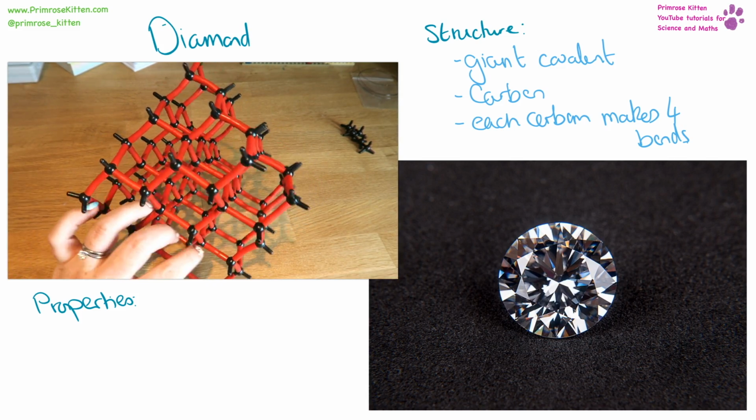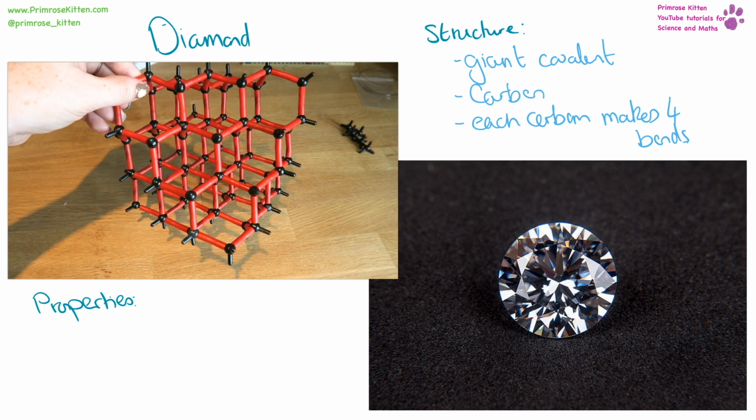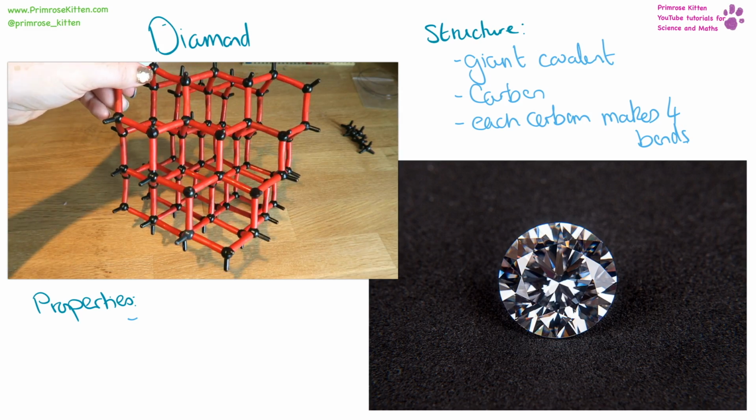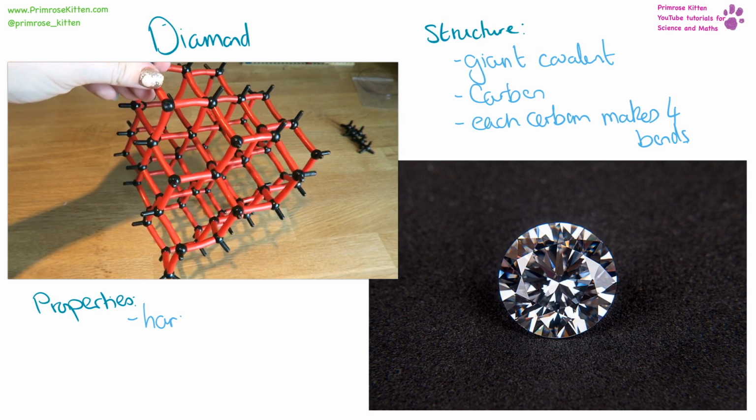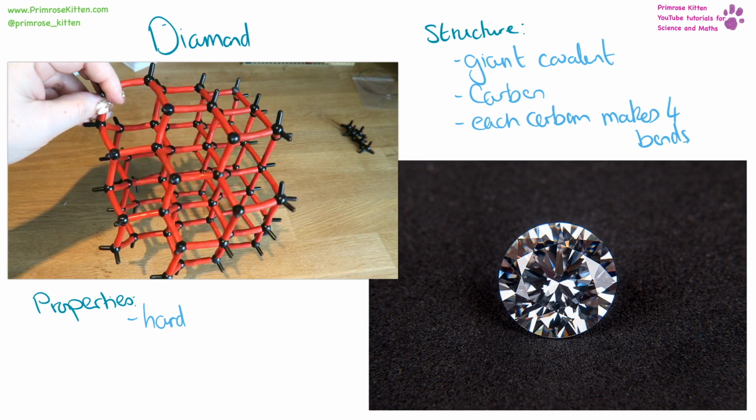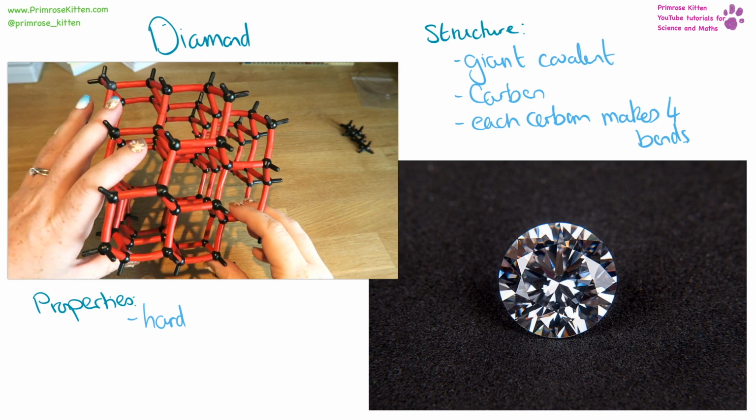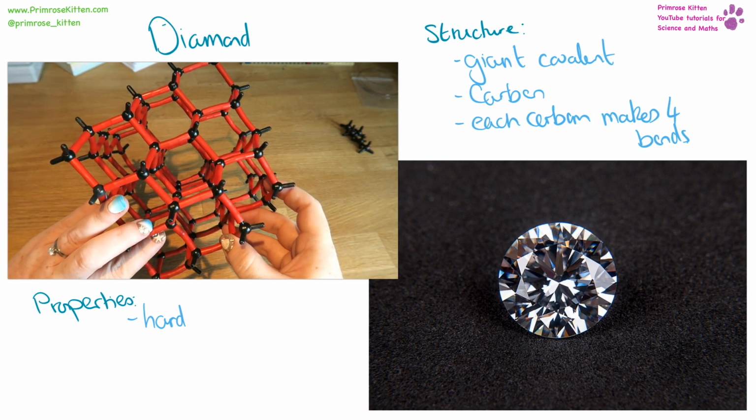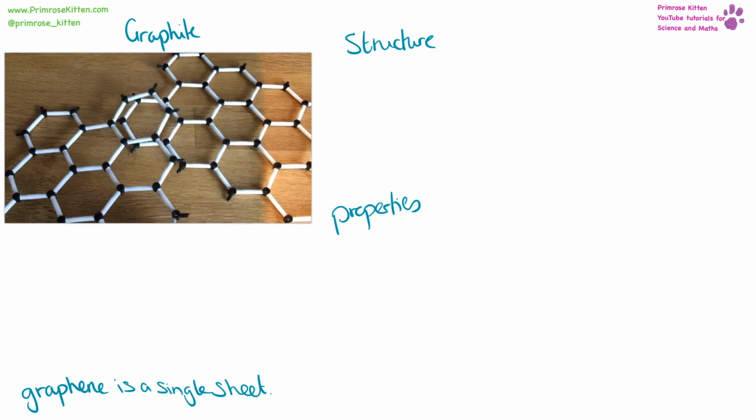Obviously the ones on the edge aren't bonded to anything, but if you look in the middle you can see that they are bonded to 4 other things. The properties of diamond that make it really useful are that it's incredibly hard. It's very rare, hard to find, and also very beautiful, which makes it very precious. But the main thing is that it's incredibly hard, so we can use it in drills.